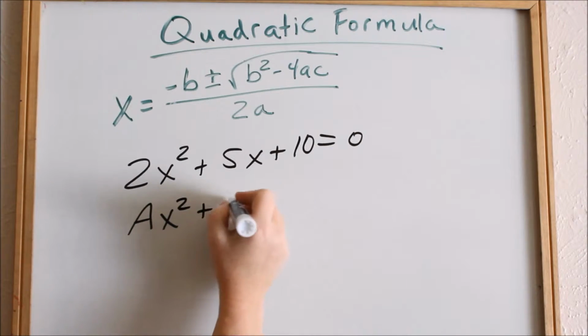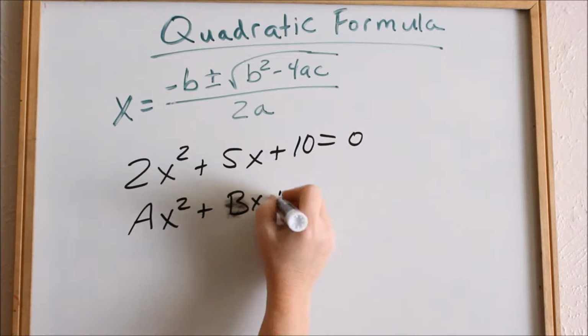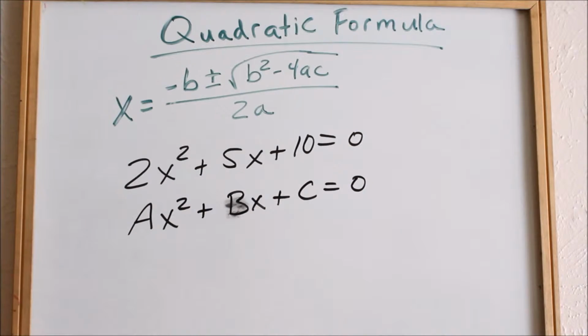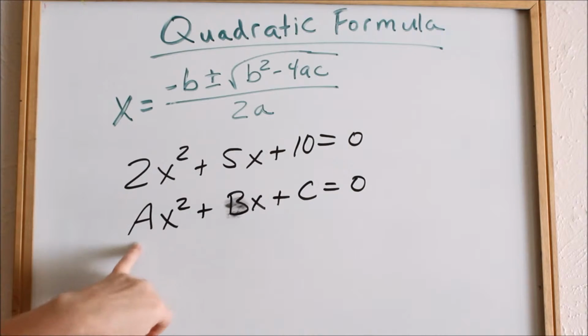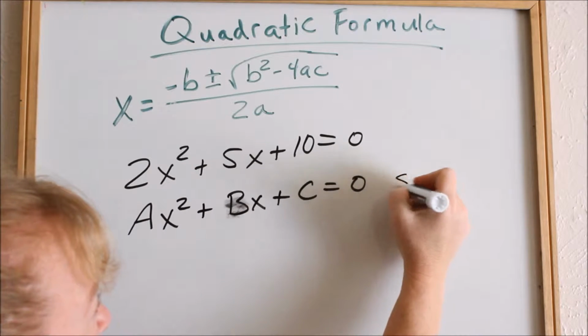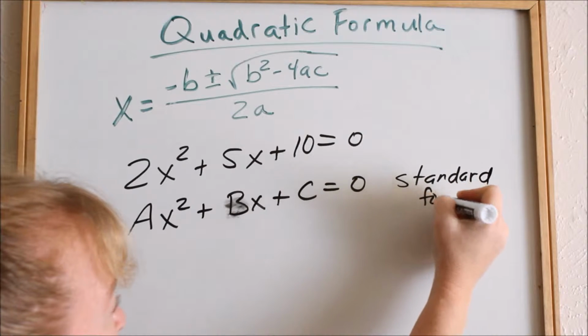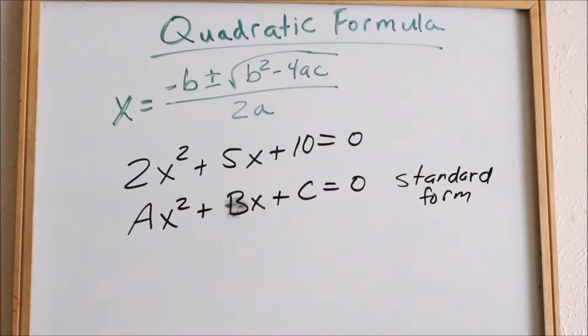It has to be in the form to where you have everything set on one side. Everything is on one side and 0 on the other side. So this is the standard form, ax squared plus bx plus c equals 0. This is called standard form before using the quadratic formula.